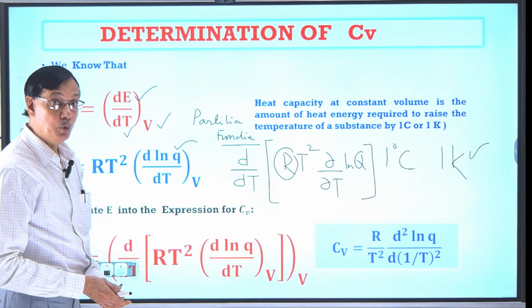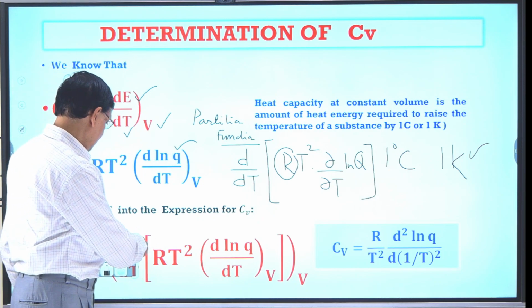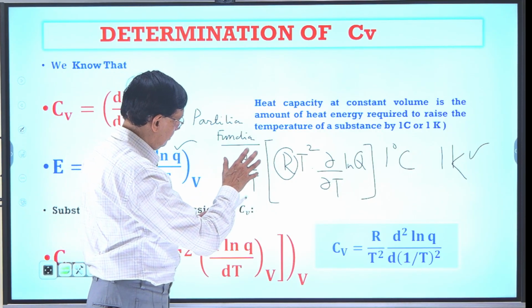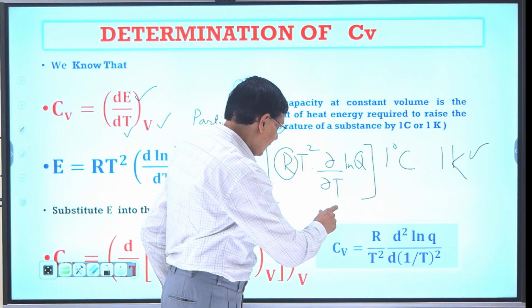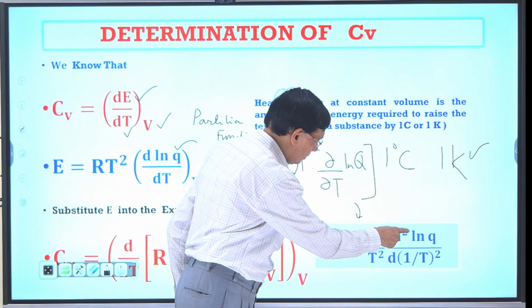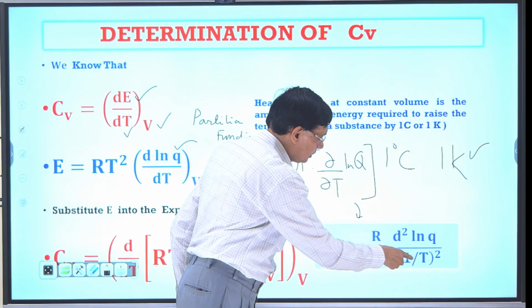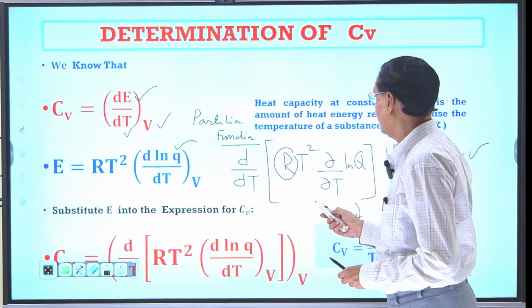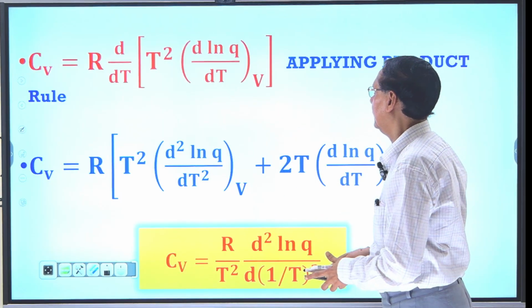In some books, what you will find is that after the differentiation, because the formula will be very big, it can be simplified. That will be R by T square d square natural log Q d 1 by T square. So let me just solve it. It is very simple. For the shortage of time, I have just written it here.